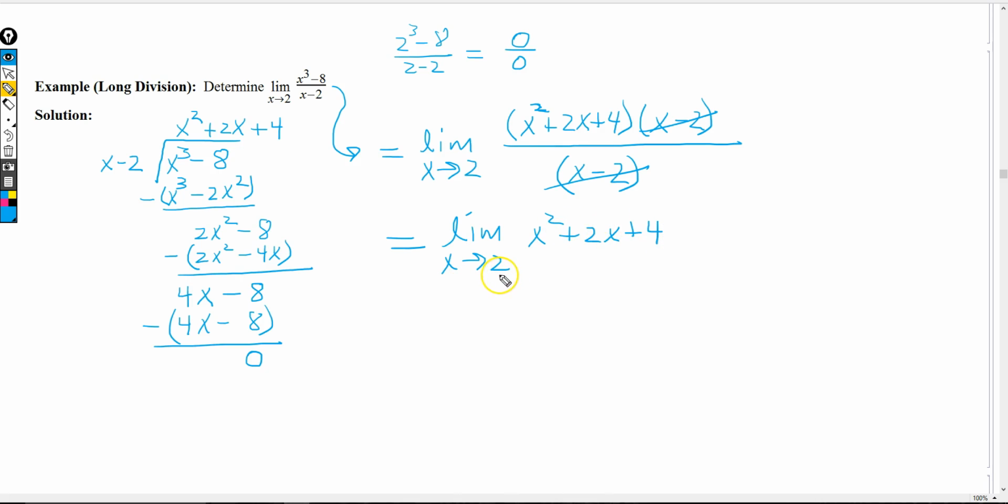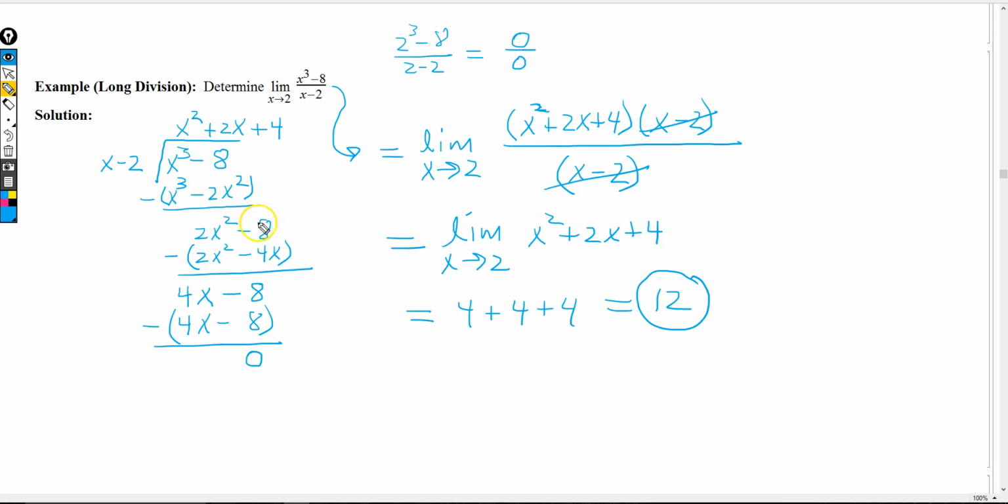And now what we can do is just plug the 2 in for the x's because this is a nice polynomial. And our limit is going to be 4 plus 4, put the 2 in there, plus 4, and of course that is 12. And that is our answer. So that's how we had to do that one.